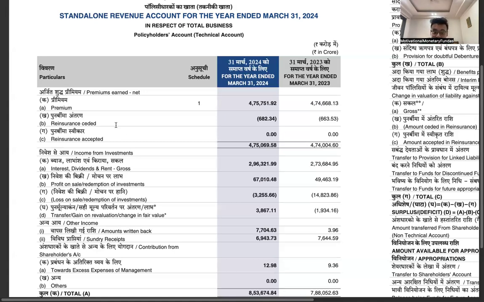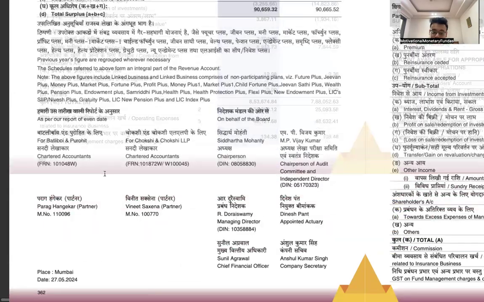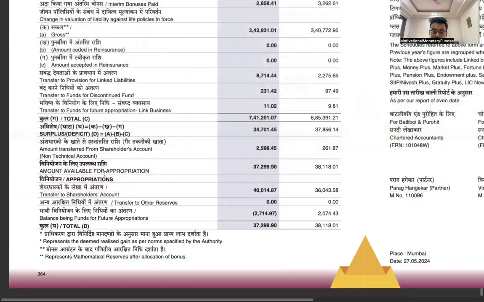So reinsurance ceded, that is provided, and reinsurance accepted means received. Because if I am paying some premiums to LIC, then LIC will also be reinsuring its whole body of business with some other company. It can be GIC or someone else. So insurance companies also have insurance, which we call reinsurance. Then interest, dividend, all of these things are common. Insurance expenses, all of these stuffs.